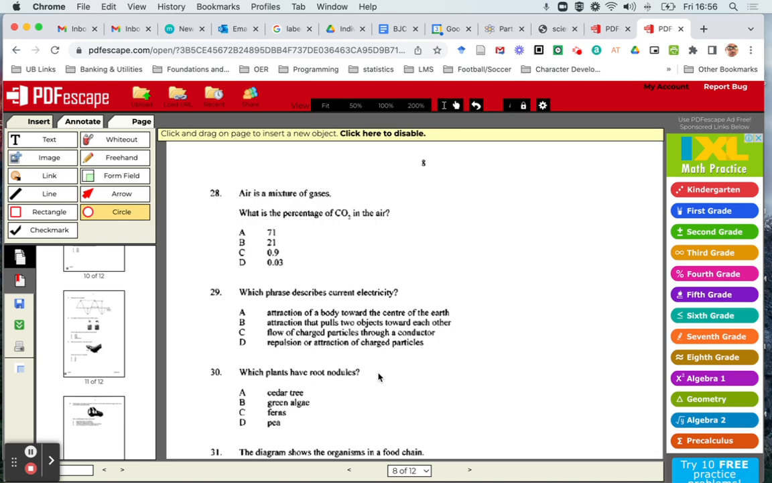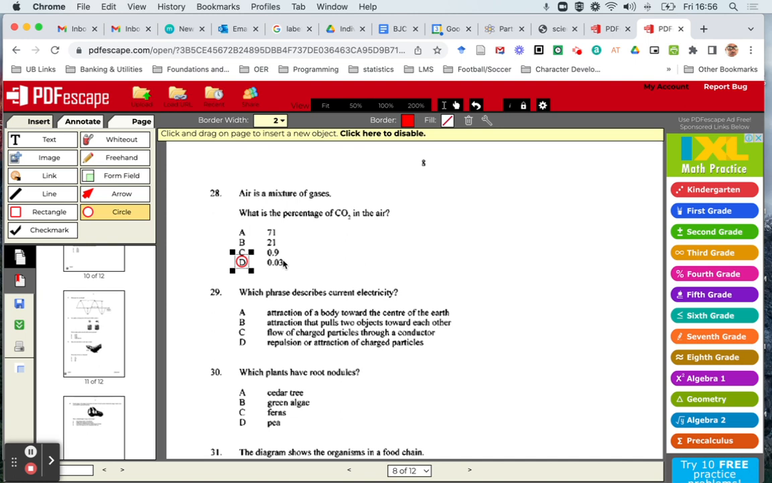Air is a mixture of gases. What is the percent of CO2 in the air? CO2 is just a tiny, tiny, tiny percentage. In fact, it's only a little over 0.03, so it's going to be D. By the way, these other percentages represent nitrogen, oxygen, and argon. CO2 is this very tiny percentage here.